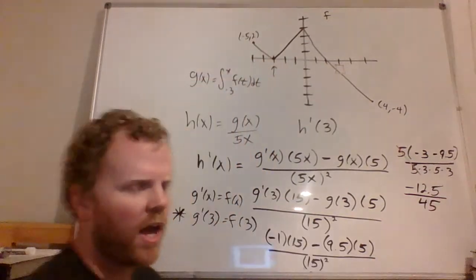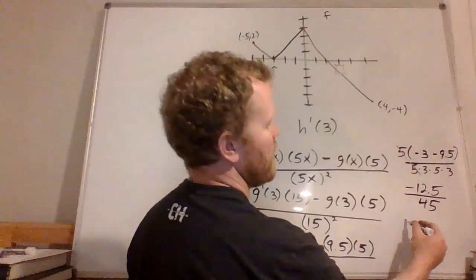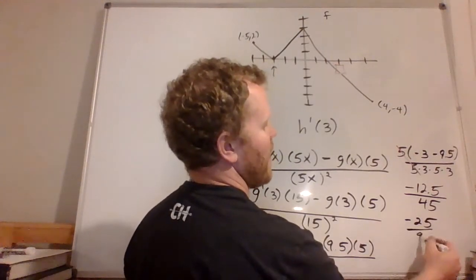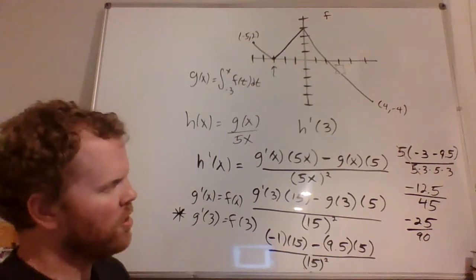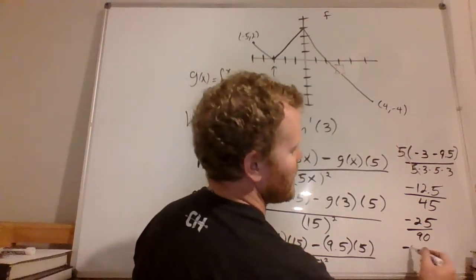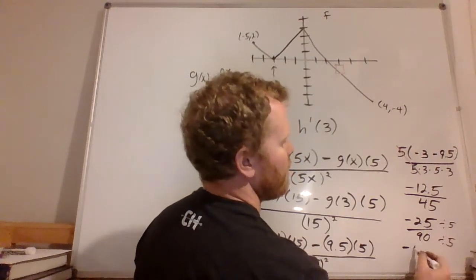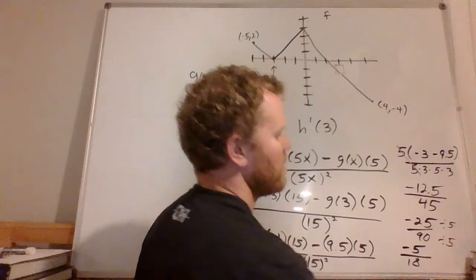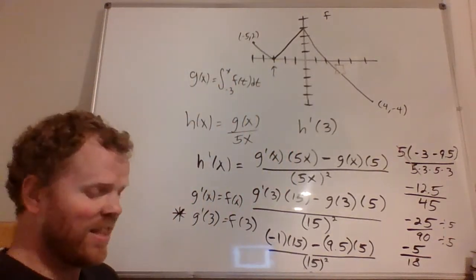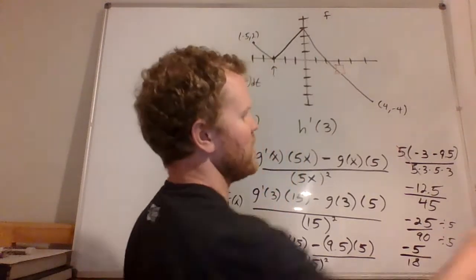And then I think we're okay. I would actually double the top and bottom here to get a negative 25 divided by 90 to clean that up a little bit. And then you can reduce by a factor of 5 again, and I think our nicest answer, if we divide top and bottom by 5, should be 5 over 18. So I'm getting negative 5/18.